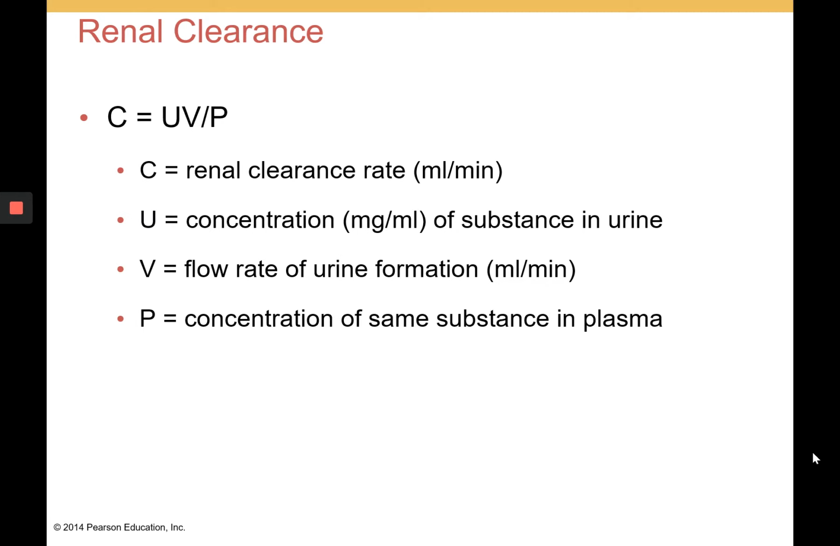So renal clearance is C. Concentration of a substance in urine is U. V is the flow rate of urine formation in milliliters per minute, and P is the concentration of that same substance in the plasma. So this is the renal clearance equation. So if you see C, just make sure you know that that's the renal clearance rate.